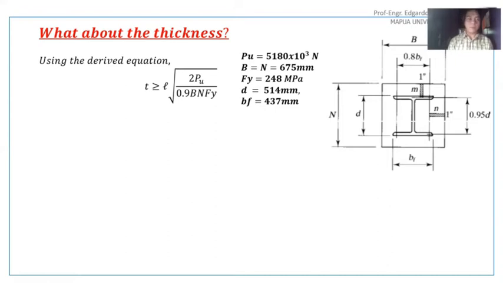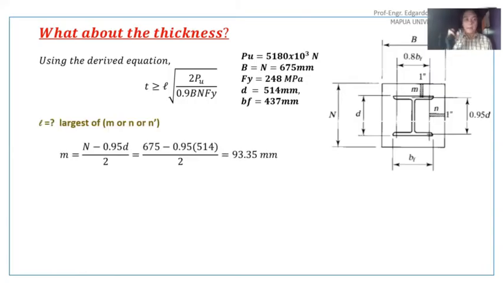Okay. So using the formula, first we have to identify yung L. Yung L is the length of the strip, and that will be the largest among m, n, tsaka n prime. Okay. Nung sinolve ko yung m, so that would be capital N minus 0.95 of d over 2. So ang ginamit kong N dito is 675, yung rounded up value na. So whenever you solve for the thickness, kailangan ang gagamitin mong dimension ng B tsaka N is yung kung ano yung decided mo na gagamitin na dimension for B and N. So if you decided to round it up, yung rounded up values yung gagamitin mo sa pag-solve ng thickness for m and n. Okay?